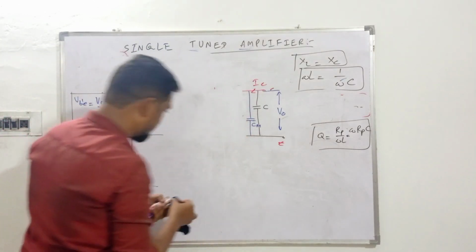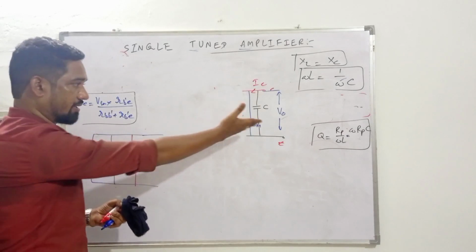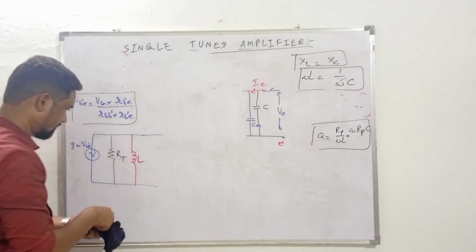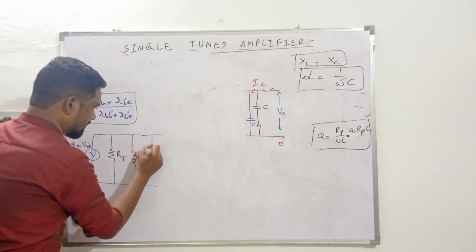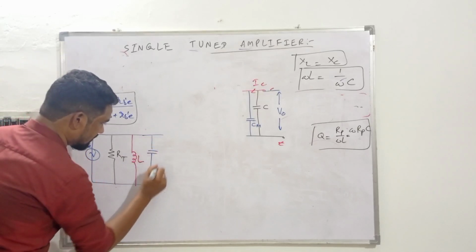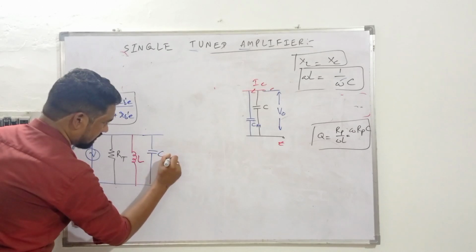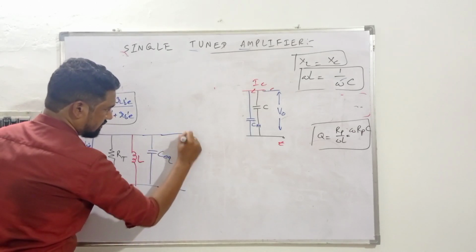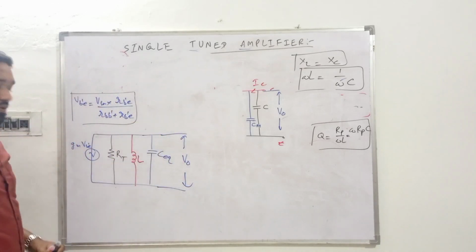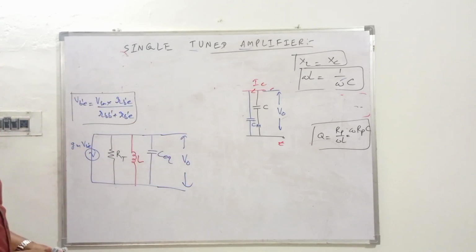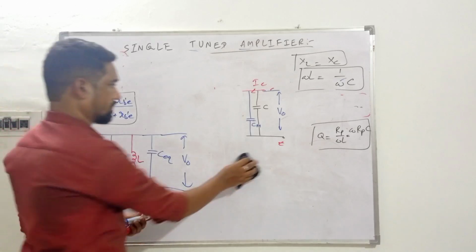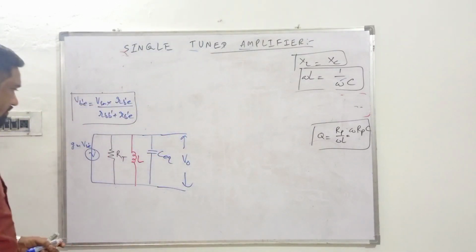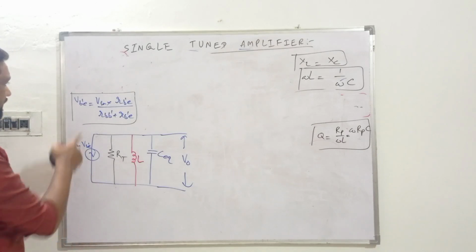So the two capacitances, the parallel combination, can be replaced with one capacitor, giving the name C equivalent. This is the place where we evaluate and obtain V naught. From here we can derive the expression which we are in search of, right? So guys, we need this one.